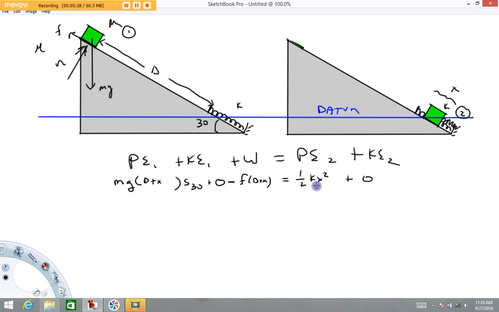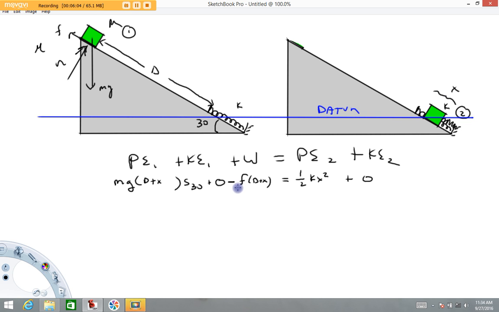There's no velocities anywhere just because of the nature of the locations I chose. I chose position 1 when it was at rest. I chose position 2 also at rest. We could have, if we wanted to, called my position 2 maybe right before impact here with the spring and found a speed here because it would have had a kinetic energy term, but there's really no reason to given what I was after here, this position.